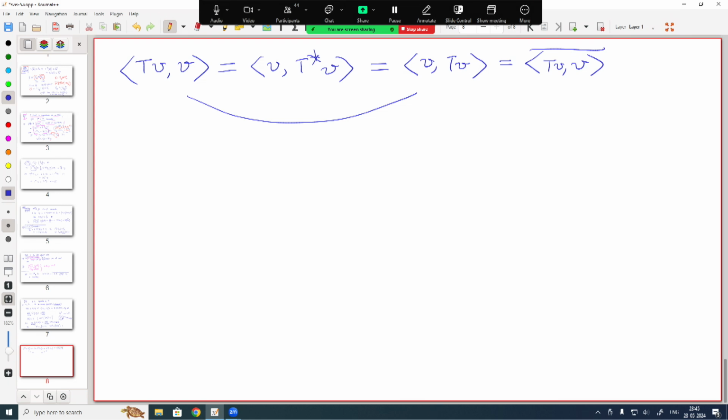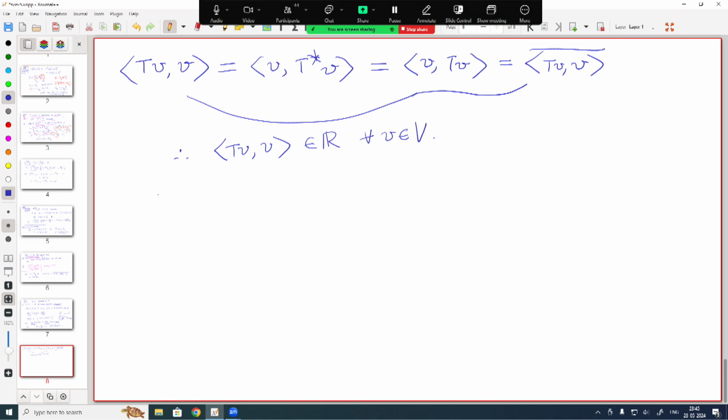So what does that mean? It tells me that ⟨Tv, v⟩ is equal to its conjugate, therefore it is a real number. Okay, so that is a fact that I mentioned, that ⟨Tv, v⟩, this function, is actually a real valued function. Continuity I will leave, it is easy to check.